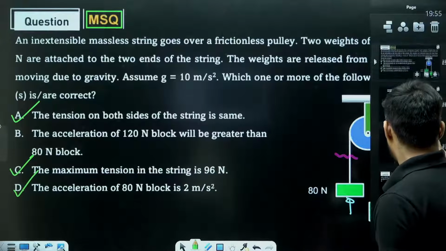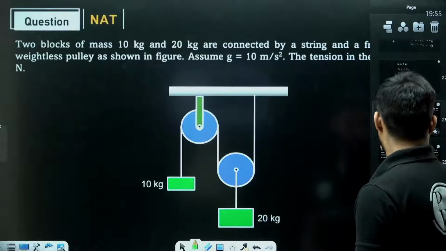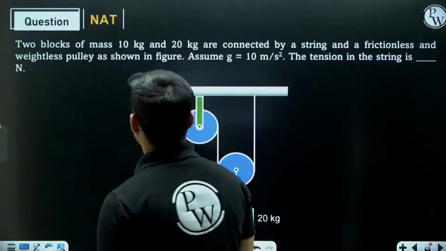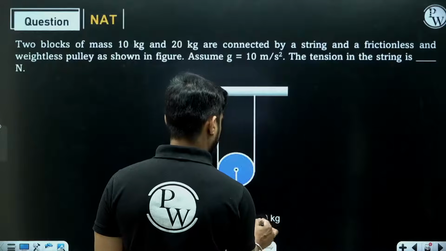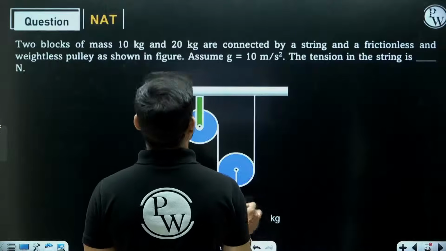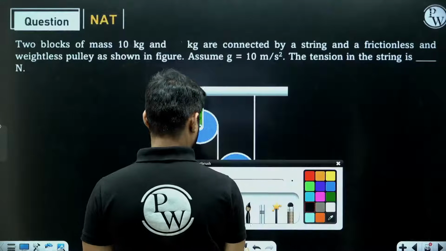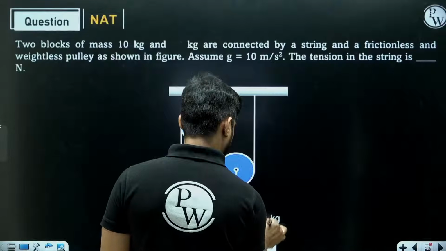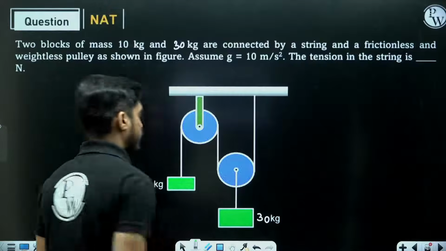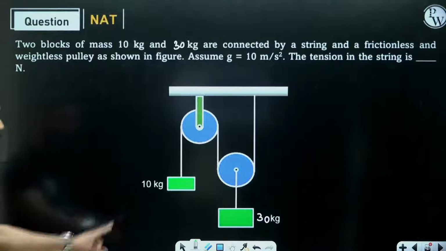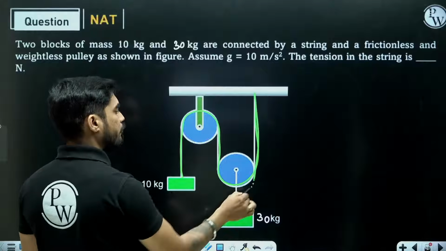Now let's move on to the next question. And this next question is very interesting. Understand why. First of all, I have to make a small change, okay? Let me make it 30 kg. Okay. Now understand. Here you have two blocks, 10 kg and 30 kg, but they are not connected by a single pulley. They are connected by two different pulleys.